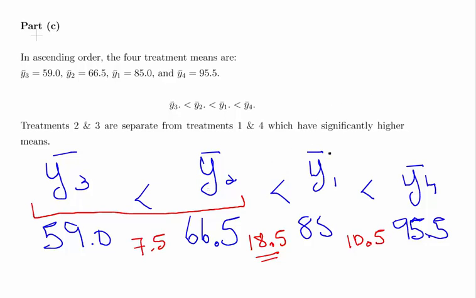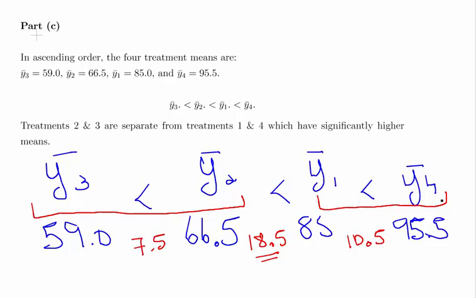Groups 2 and 1, the sequential difference is 18.5. That is greater than 11.2. So there is a significant difference between group 2 and group 1. And group 1 and group 4, 10.5. Close, but not close enough. So there's no significant difference between 1 and 4.